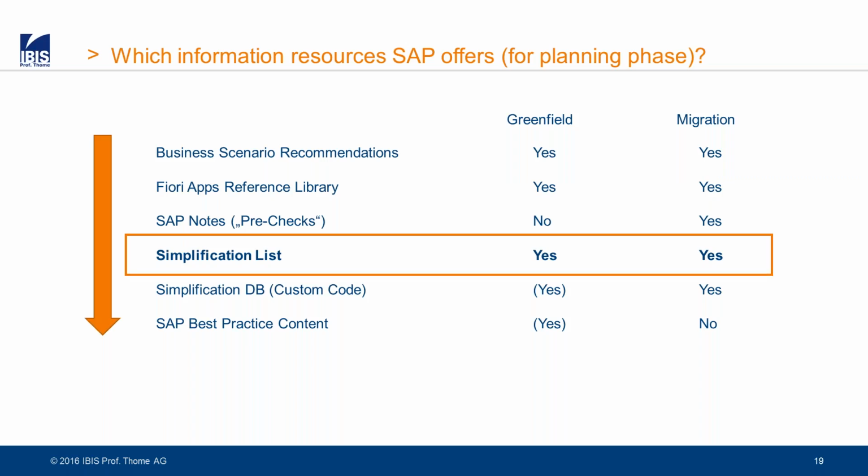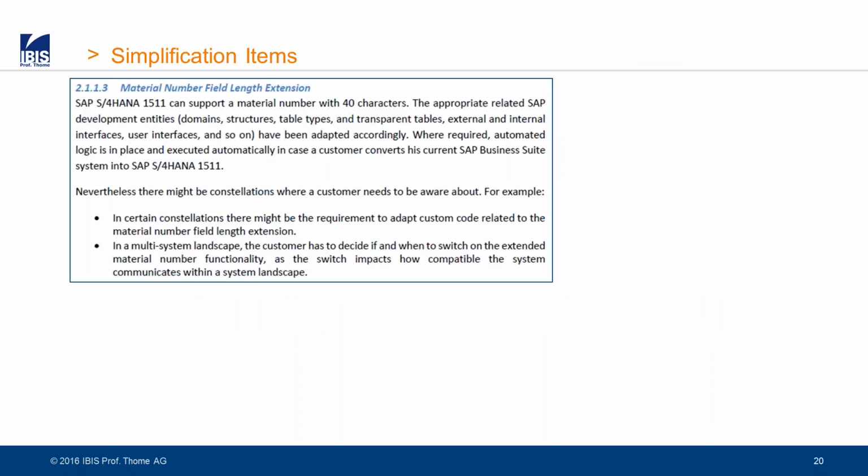Yeah, so I prepared some examples of what we can find in the simplification list. For example, there are changes in data structures. This is very technical information, but still it's important for me because it's a source where I can check the custom code against. In this case, the material number length has changed. I would say it's a minor change because there is no new table or new field, just an existing field which is changed a little bit.